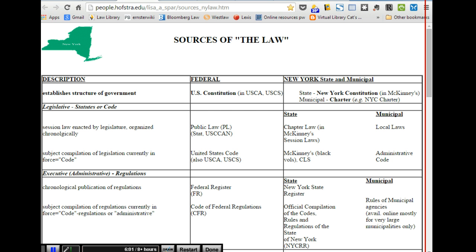So the agency regulations is another source of the law. Similarly, in the state, you have the executive, the governor, and of course you have state agencies also that promulgate regulations. On the municipal end, you may or may not have an executive.